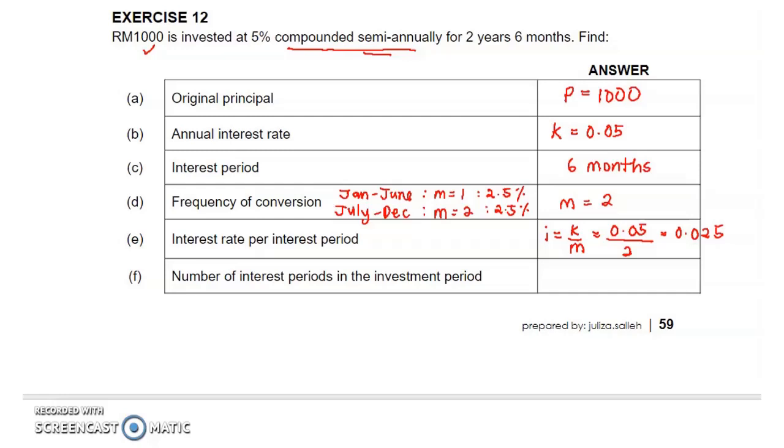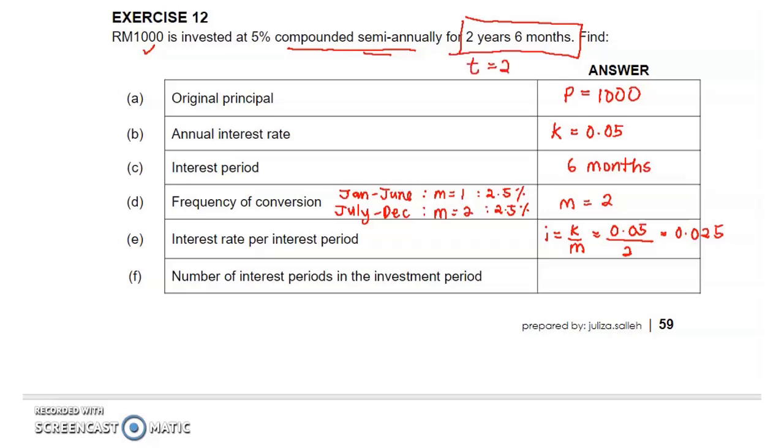Okay, last one, number of interest periods in the investment period. So just now, interest period is 6 months. Frequency of conversion is twice or M equal to 2. 1 year, we calculate interest 2 times. Now our investment period here is 2 years, 6 months. We invest for 2 years and 6 months.